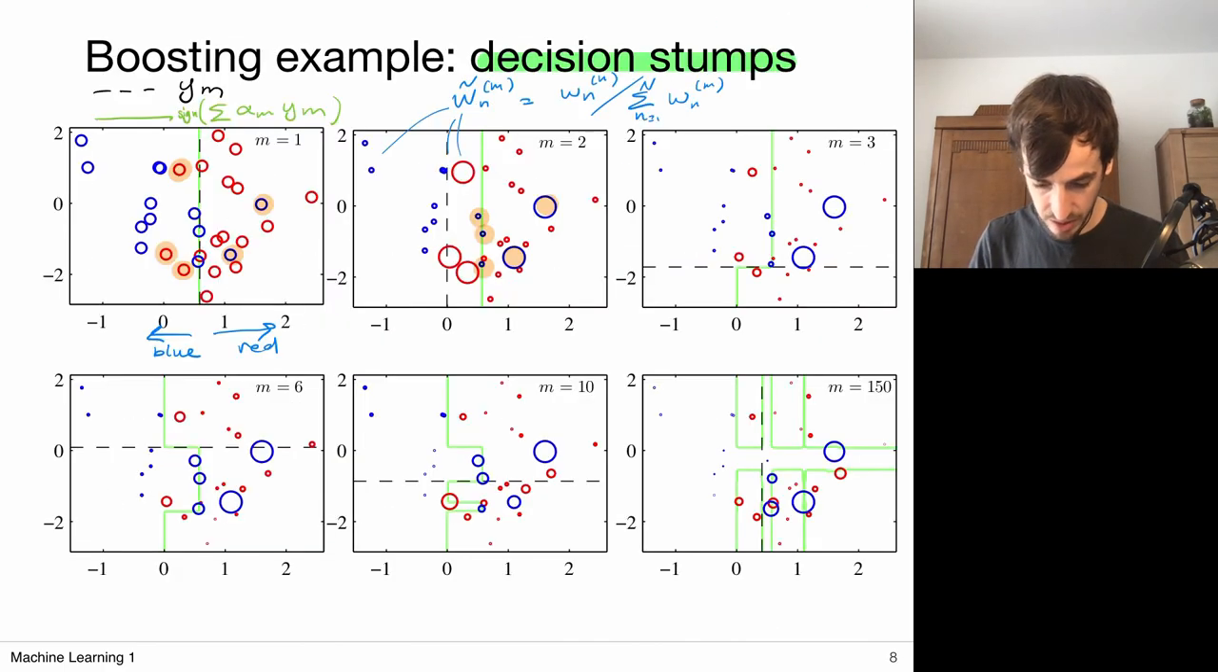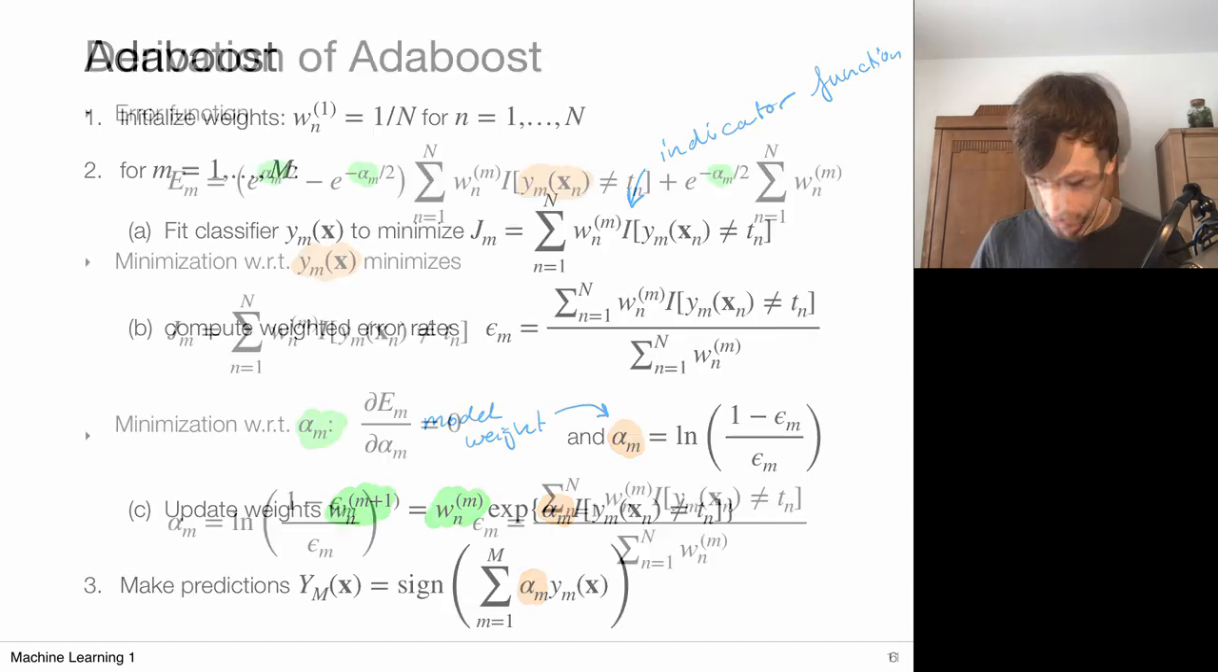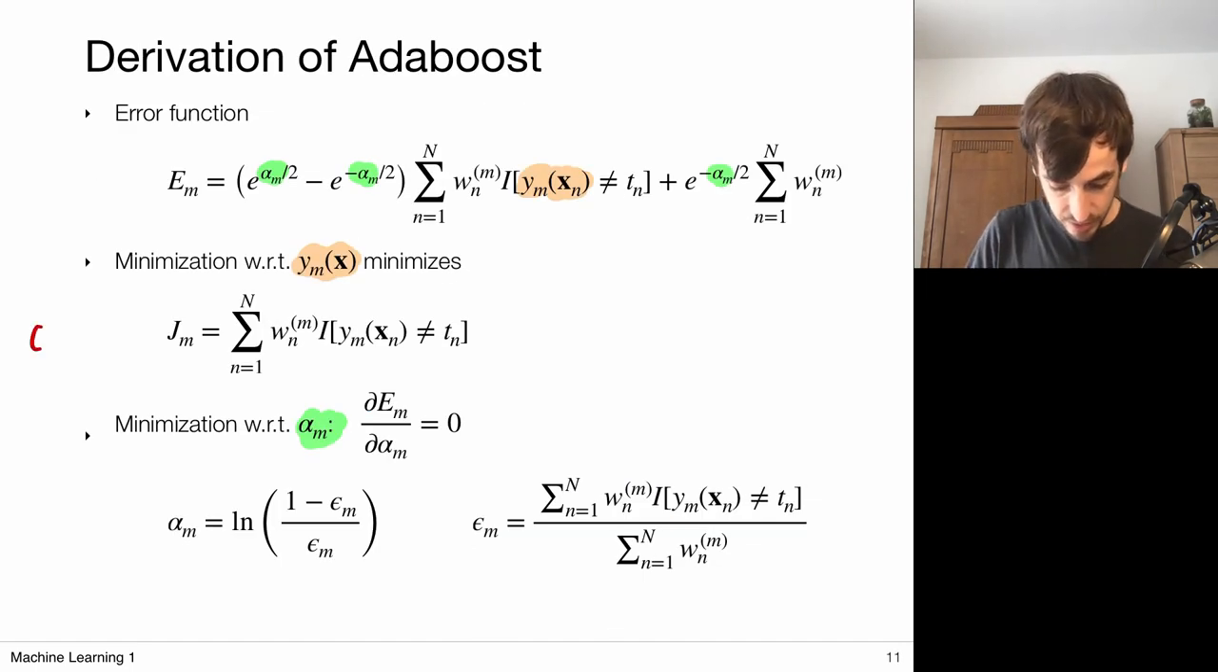So let's go back to the steps in the algorithm. Step one was fitting this classifier with this objective. Then step two was computing the weighted error rates, which is the thing that we just derived. It corresponds to the optimal choice for alpha m given the exponential error function that we're now minimizing sequentially. So we just derived the rules for step A, and we just derived the rules for step B.